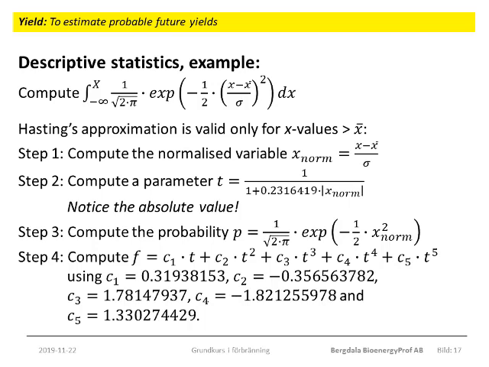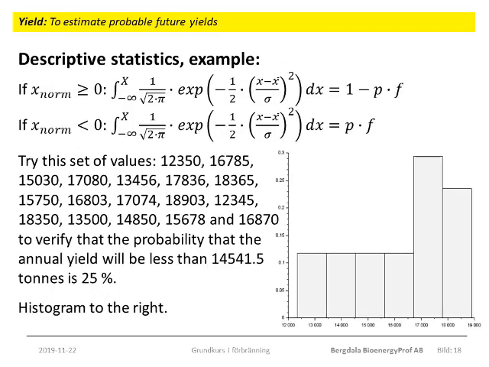So once you have t, then you compute the distribution value p for the normalized argument x sub norm. Finally, compute a help function f using the parameter t and 5 constants. The help function, as you see, is a simple polynomial. The values for the constants in the polynomial are shown in the slide. So by now you have 2 values. You have the probability p and you have the help function f. Again, you have to consider the fact that Hastings' approximation is strictly valid only for function arguments bigger than the mean value. So now you have to separate 2 cases.